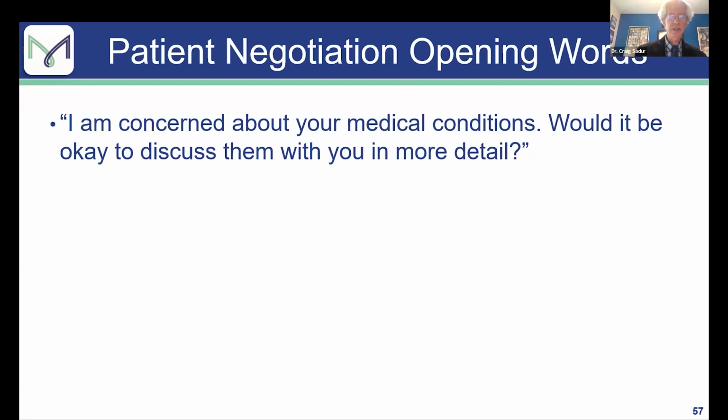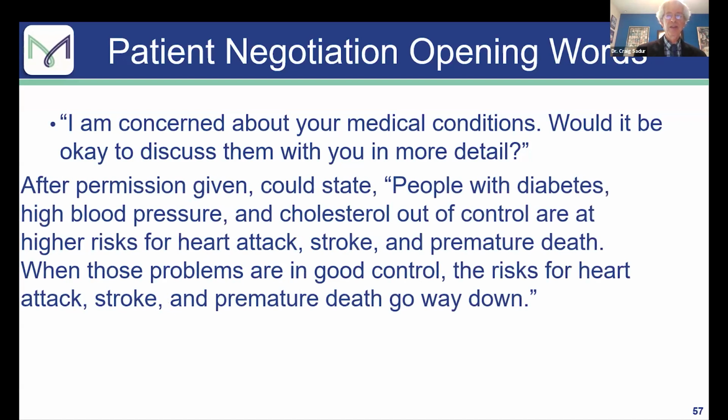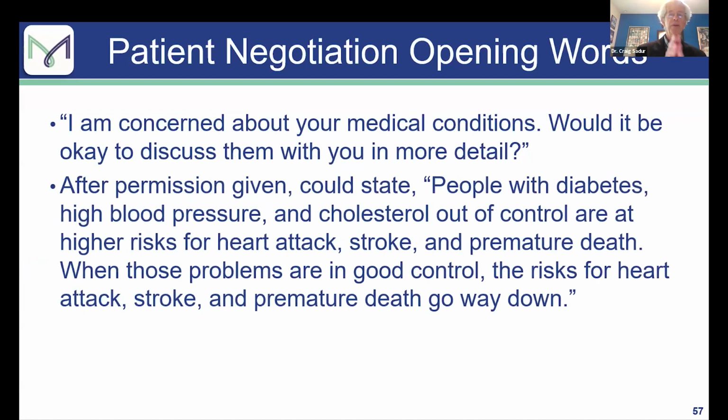So when you get the green light, you could say something to the effect of, people with diabetes, high blood pressure, and cholesterol out of control are at higher risk for heart attack, stroke, and premature death. Pretty scary stuff to hear. But then you can add, when those problems are in good control, the risk for heart attack, stroke, and premature death go way down. All right?